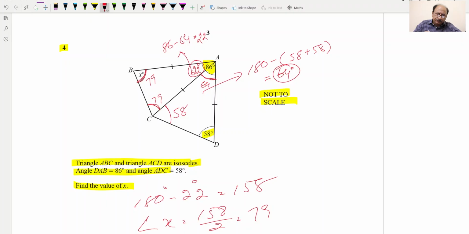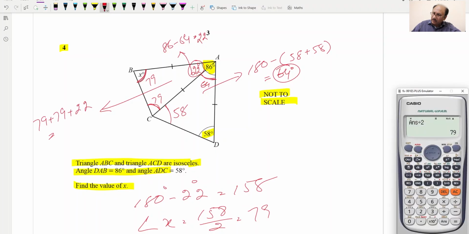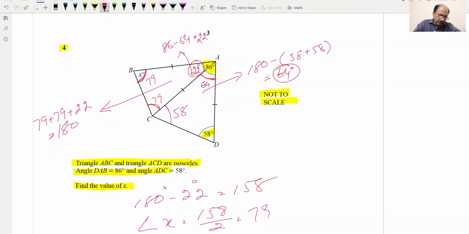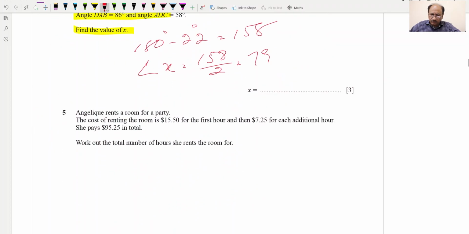If we check the sum of angles of this triangle, with the help of the calculator, 79 plus 79 plus 22 is equal to 180 degrees. It means we are done, our working is correct. So the answer will be 79 degrees. This is a 3 marks question which we have done.